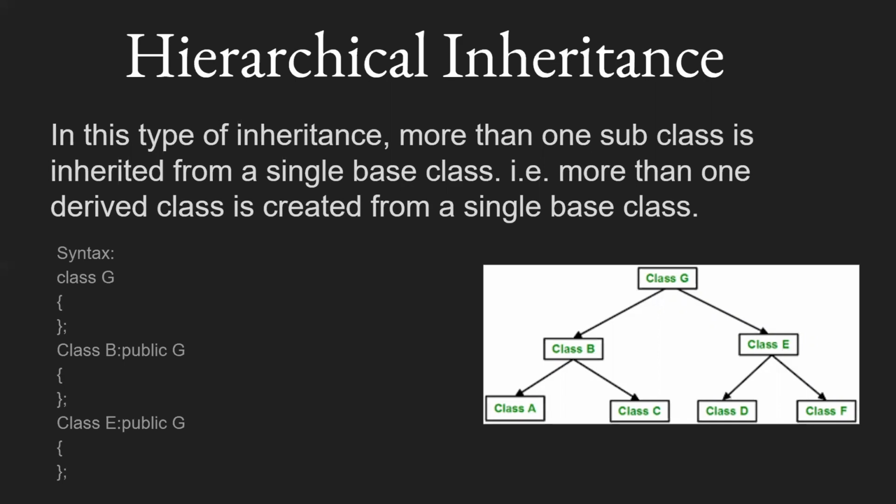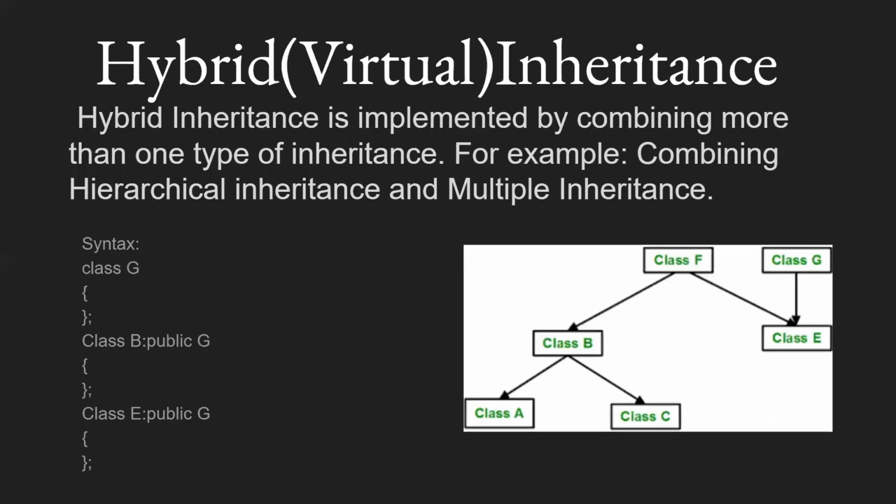Furthermore, class A and class C are derived classes for class B, and class D and class F are derived classes for class E. Last is hybrid inheritance. Hybrid inheritance is implemented by combining more than one type of inheritance. For example, combining hierarchical inheritance and multiple inheritance.